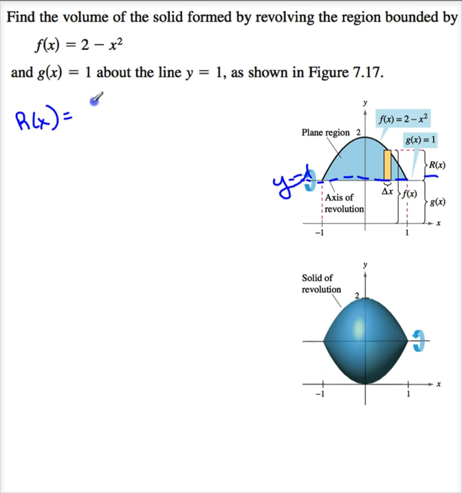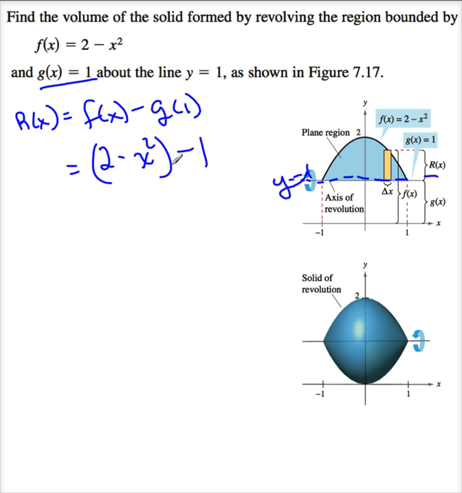R of x is going to be f of x minus g of x, and in this case g of x is just 1. So this is 2 minus x squared, that's f, minus 1. I'm going to go ahead and rewrite this as 1 minus x squared. That's r. Now I need to find my limits of integration. The limits of integration in this example are a is -1 and b is 1.